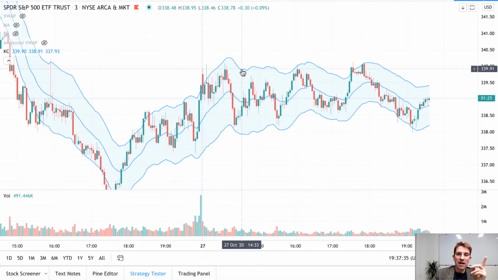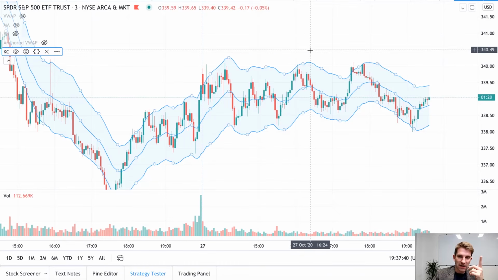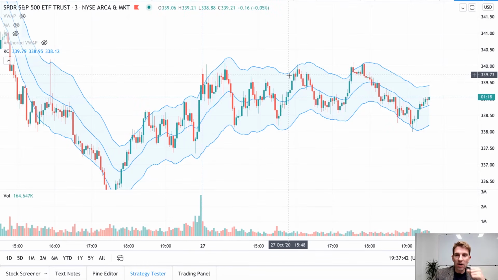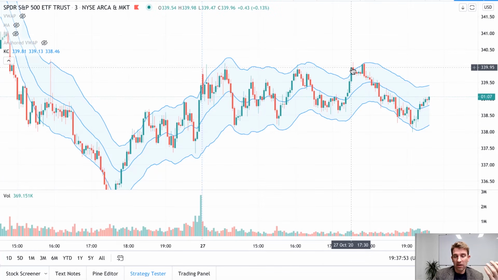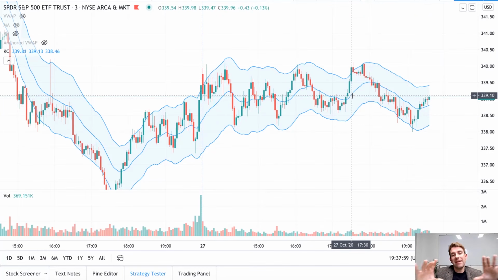Keltner channels, I slightly prefer these. I have them set on a 20 and 2, based around average true range. A little bit smoother, less prone to expansion and contraction like the standard deviation of the Bollinger Band. Same kind of thing applies, guys. As it approaches the upper Keltner, you're taking the trade. Upper Keltner, you're taking the trade. Lower Keltner, you either took that and got stopped out or you didn't. But the point is, it's framing price.